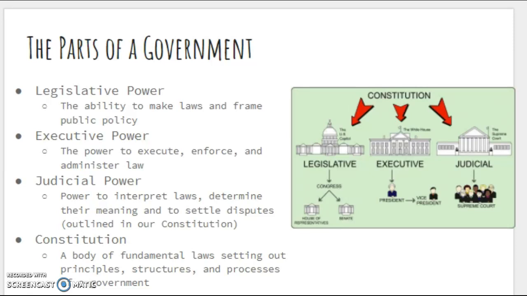Also understand that the ultimate responsibility for the exercise of these powers can be held by a single person, like a dictator, or a small group of people. And in that case, those who rule are not really listening to the people. They're making choices on their own, and they're not responsible for the will of the people. Whereas with a democracy, the responsibility for the exercise of these powers rests with the majority of the people. And also in a democracy, supreme authority rests typically in a constitution, or at least that's how it is here in the United States. And a constitution is just a body of fundamental laws setting out principles, structures, and processes of a government.